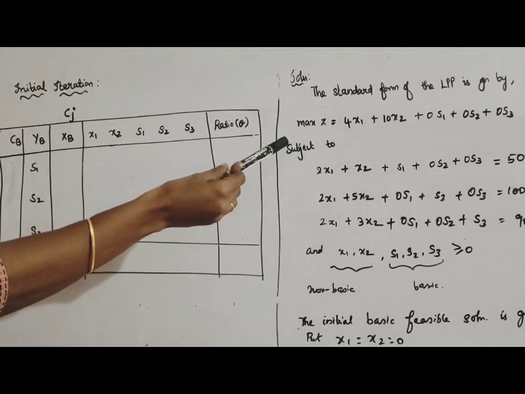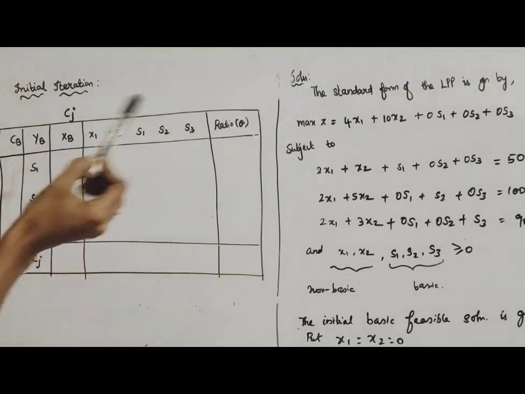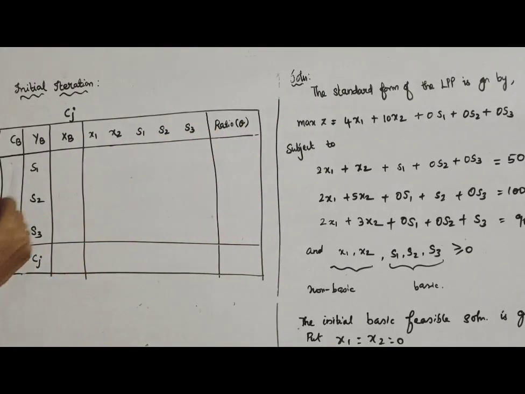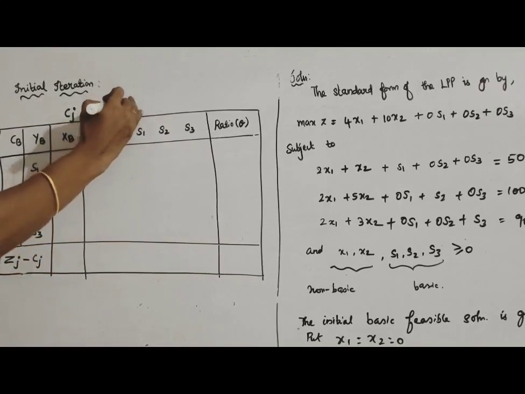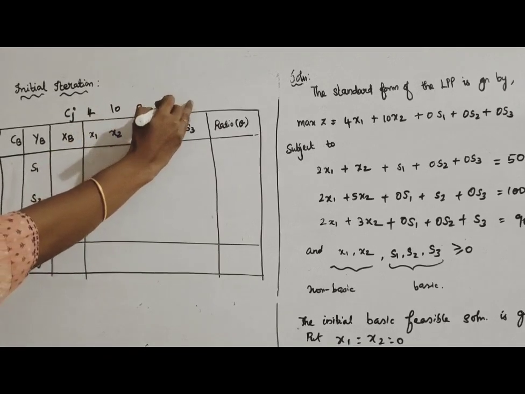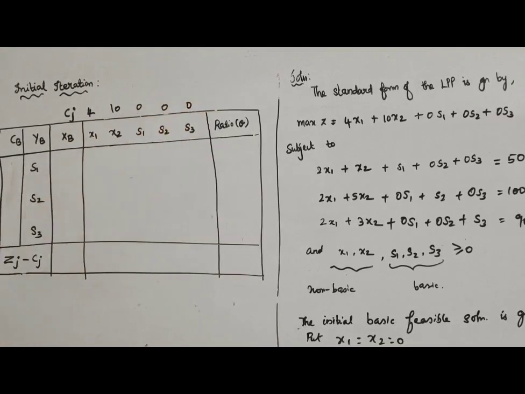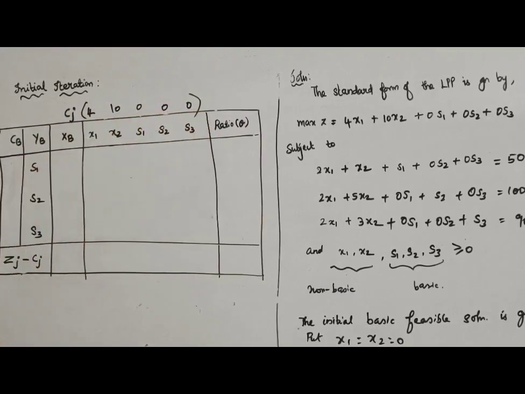What is the objective function? Maximum z is equal to 4x1 plus 10x2 plus 0s1 plus 0s2 plus 0s3, right? Therefore, the cost for the variable x1 is 4 and the cost for the variable x2 is 10, and the costs for the variables s1, s2 and s3 are zeros. This is the Cj values.